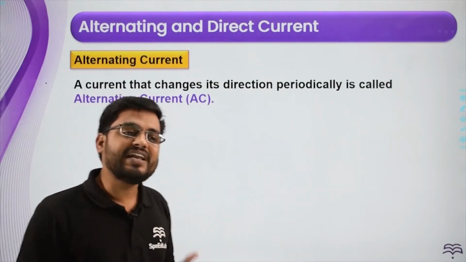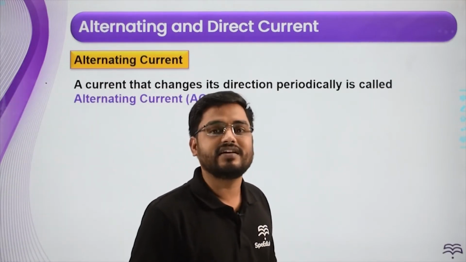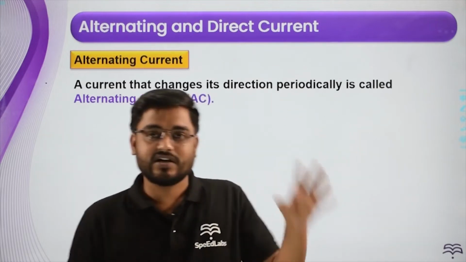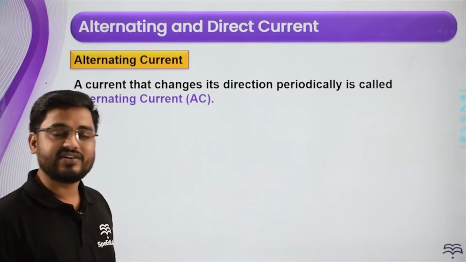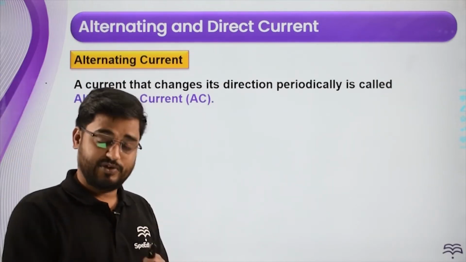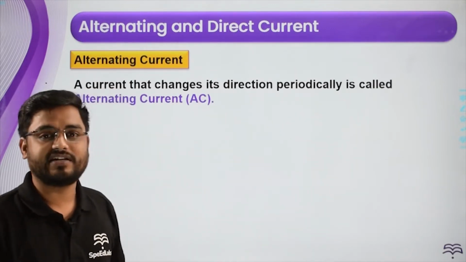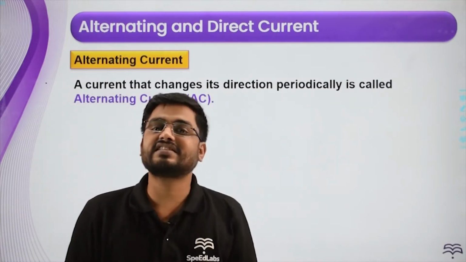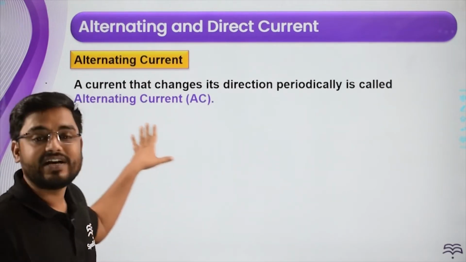Now what do we mean when current changes direction? Eventually when we talk about current, what is current? Current is the flow of electrons. We have already seen in current electricity that electrons flow from the negative terminal of the battery towards the positive terminal of the battery. So that's the direction. But what will happen if this direction is continuously changing? Then the electrons will simply vibrate, and that's what our alternating current is.